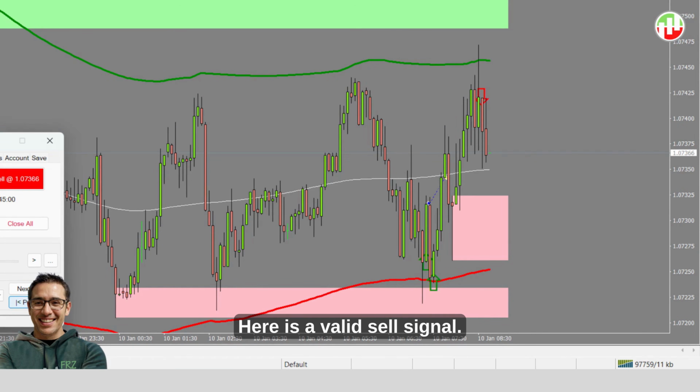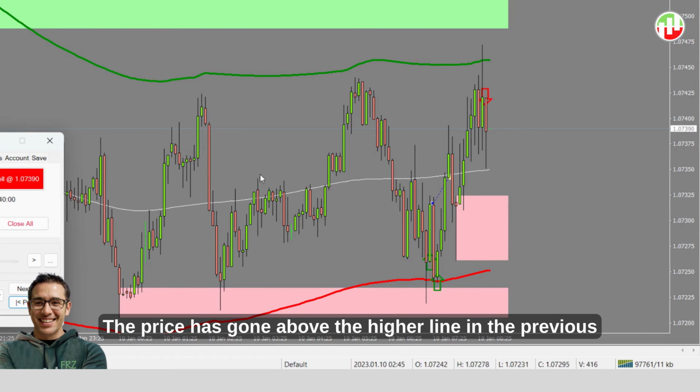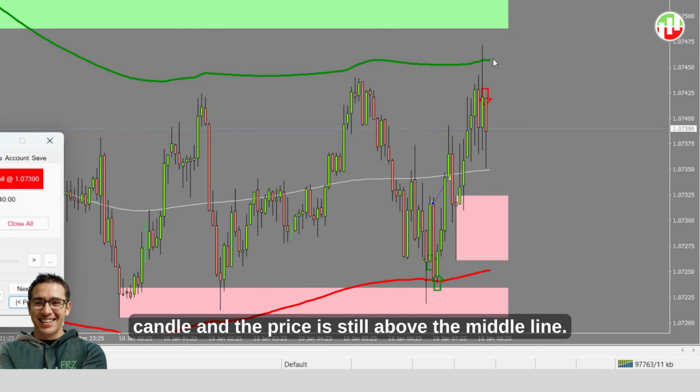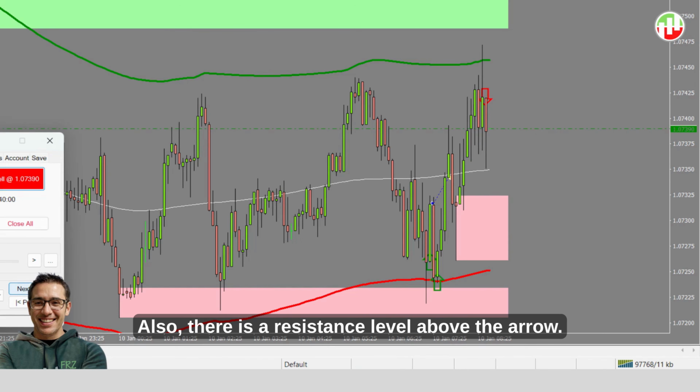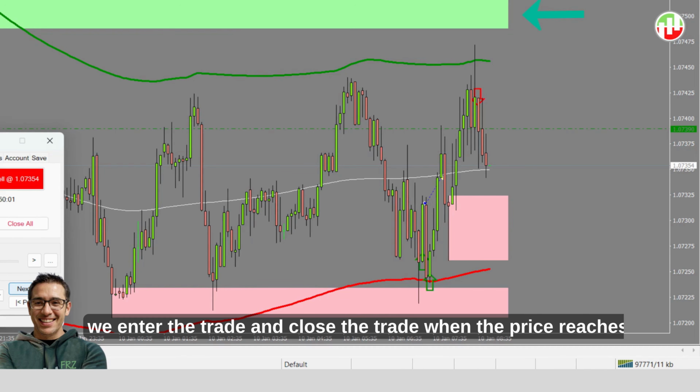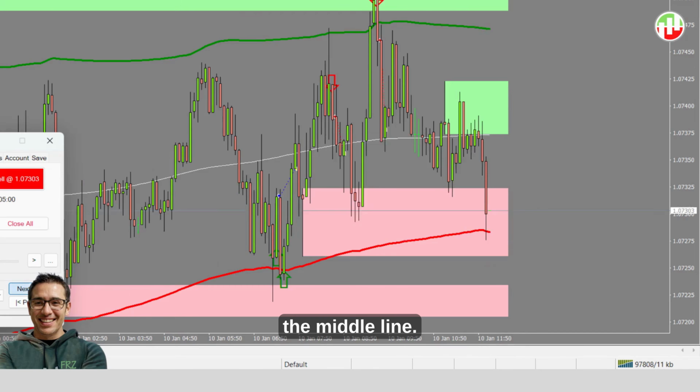Here is a valid sell signal. The price has gone above the higher line in the previous candle, and the price is still above the middle line. Also, there is a resistance level above the arrow. So we enter the trade and close the trade when the price reaches the middle line.